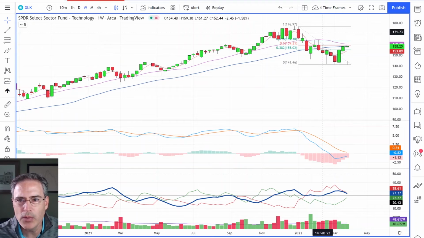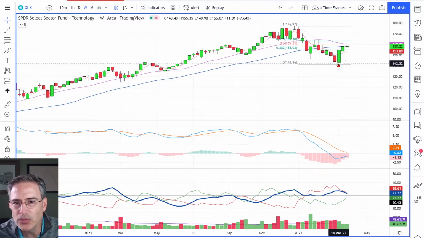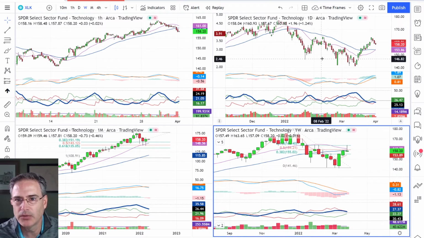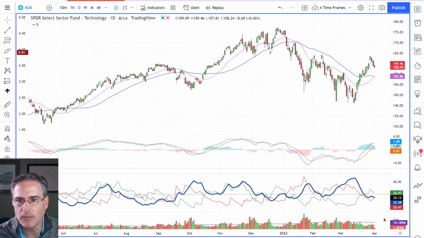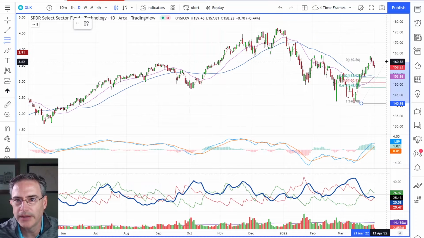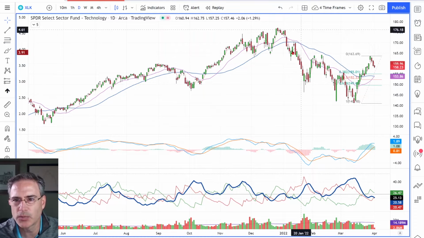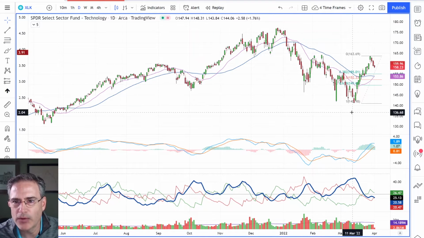So what do we want to do from here? What we want to do now is evaluate this rally. And now we're pulling back. So the way I'm going to do that, I'm going to go to the daily chart. So now I want to put the retracement tool on the last leg. I'm going to summarize this once we get through this. But now we've made this move up.